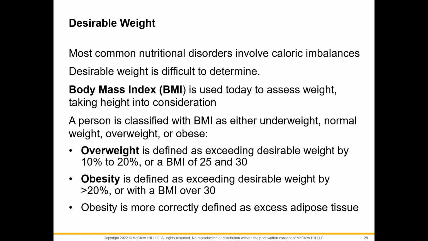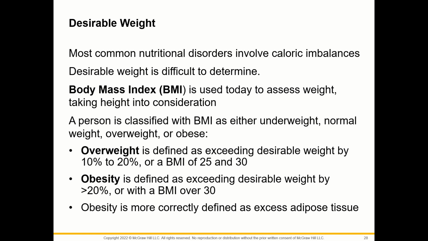The most common nutritional disorders involve caloric imbalances. A desirable weight is difficult to determine. The body mass index, or BMI, is used today to assess weight, taking height into consideration. A person is classified with BMI as either underweight, normal weight, overweight, or obese. And of course, this can have problems because if a person has a high amount of muscle mass, then they might go into the overweight category versus someone who does not. And just because you are overweight does not necessarily mean that you are not healthy.